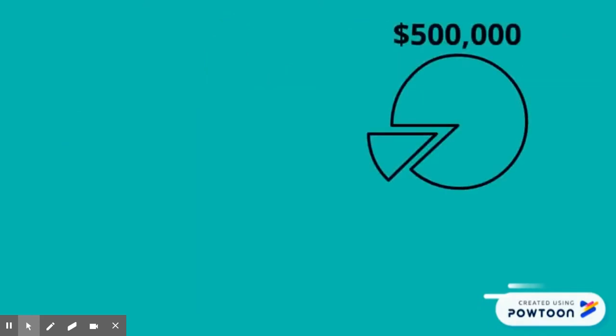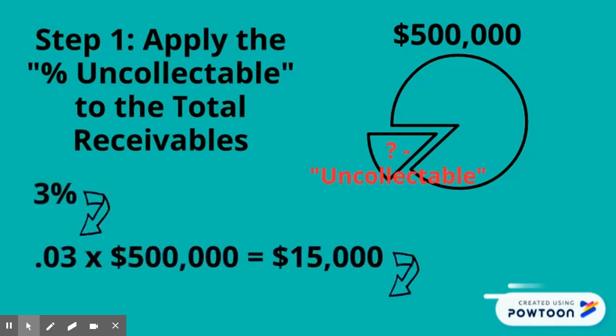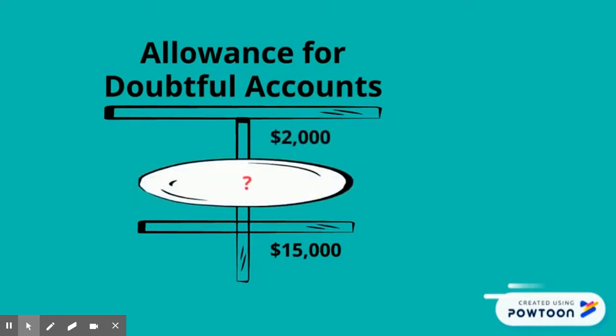Imagine I have 500,000 total AR. The first step is to apply the percentage uncollectible to those total receivables. The percentage uncollectible is given to you based on past experience. So imagining it's 3%, 3% times 500,000 gives me 15,000, which is the ideal balance. So I know that I want my allowance for doubtful accounts to have a $15,000 credit balance because it's a contra asset. But the problem is I almost always start with an existing balance. So how do I get from that existing balance to my ideal balance?